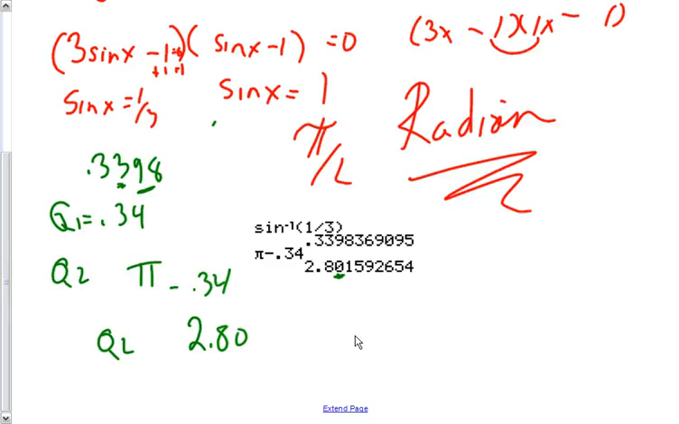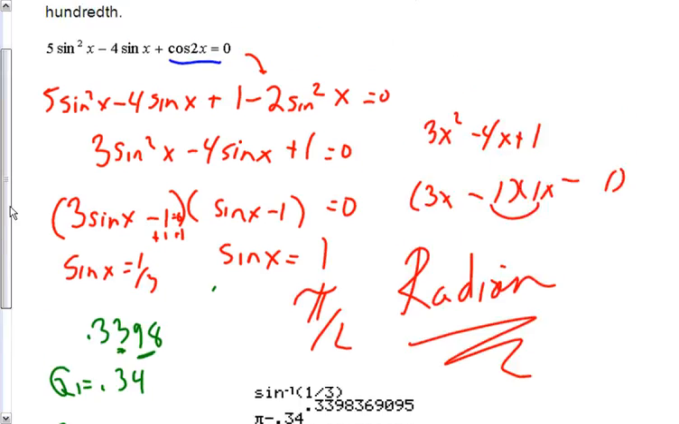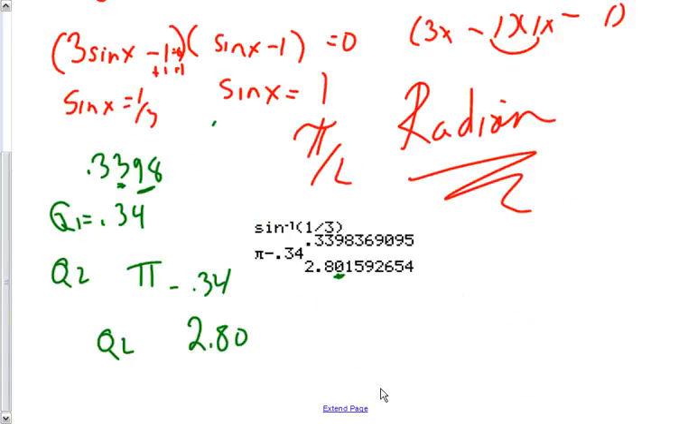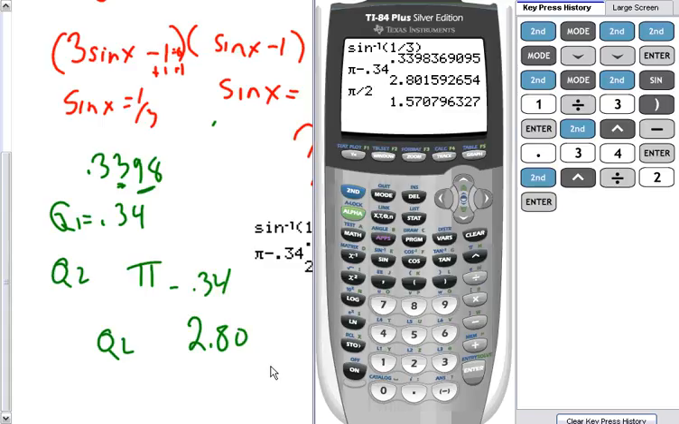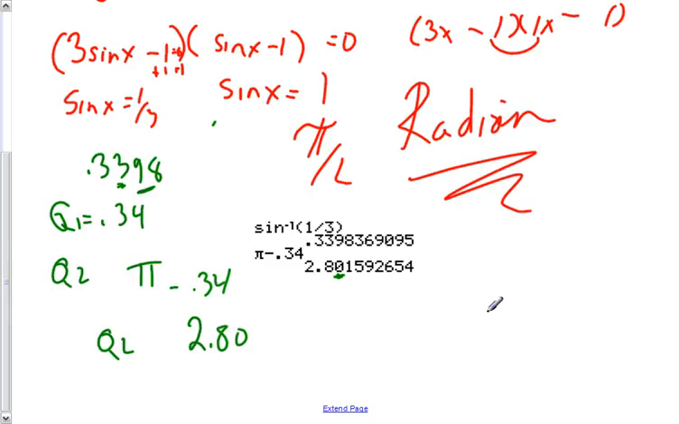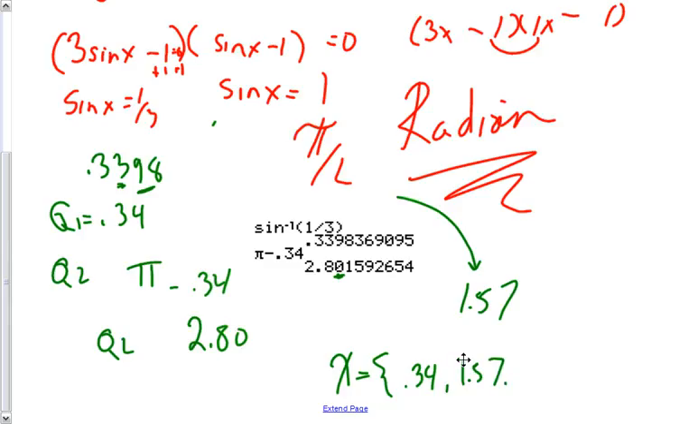Now, this pi over 2 is exact. It said round to the nearest hundredth, so we better know what pi over 2 is. If I do pi divided by 2, that's 1.57. So to the nearest hundredth, 1.57 is the same answer there. It's just plugging and chugging away. And so our final answer for this, in terms of radian measure, is 0.34 radians, 1.57 radians, and 2.80 radians.